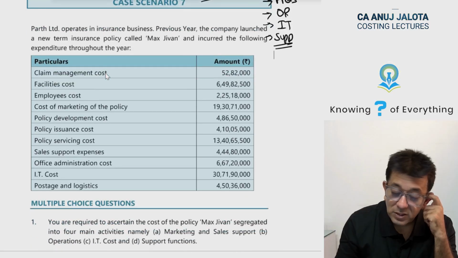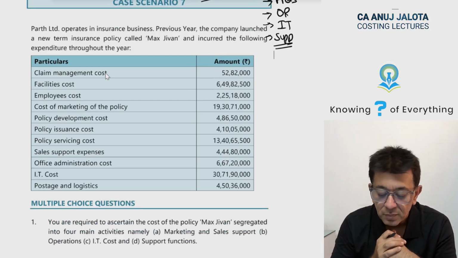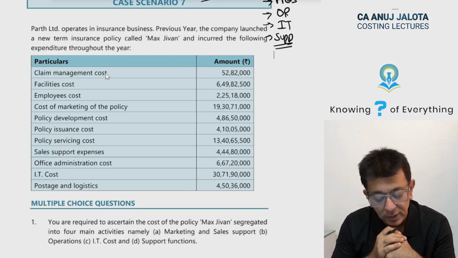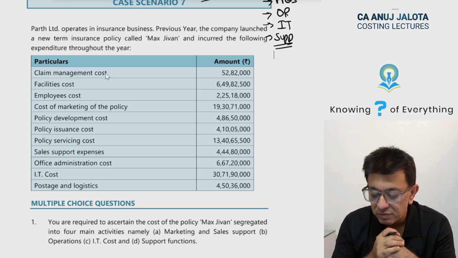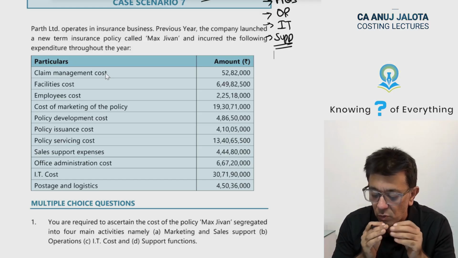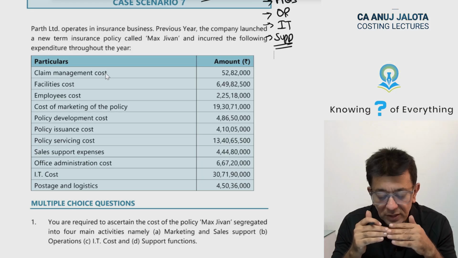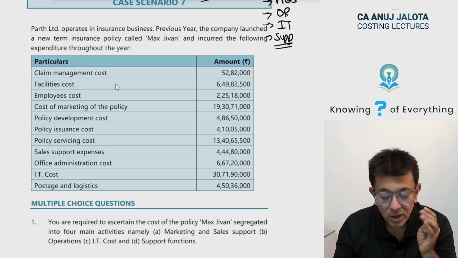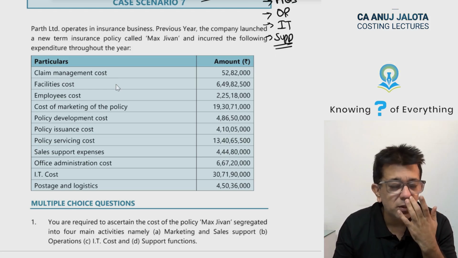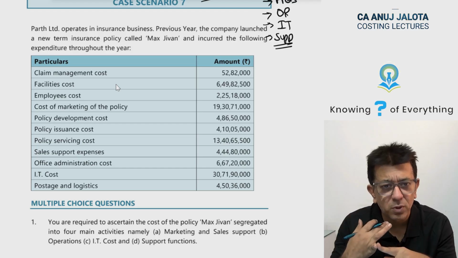Path Limited operates in insurance business. Previous year, the company launched a new term insurance policy called Max Steven and incurred the following expenses throughout the year. Claims management cost, this is 5,82,000. Now, what I am trying to do, the moment I think of an expense, I'll try to think of these 4 categories as such. So claims management, I just now discussed it. When will claims come? This is part of the normal thing. You will issue the policy.